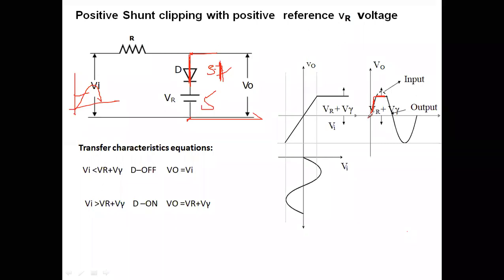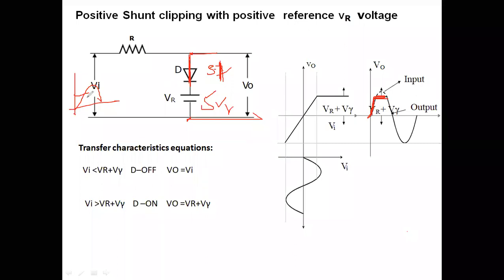It reaches up to the reference value, and at the reference value the diode gets on, and output will be maintained at the reference value. Whatever the reference value you are going to have, if it is VR, this voltage will be your reference value plus cut-in voltage. That's why I highlighted: if it is practical, this will be 5 plus 0.7, that means 5.7. Therefore this gap is 5.7.